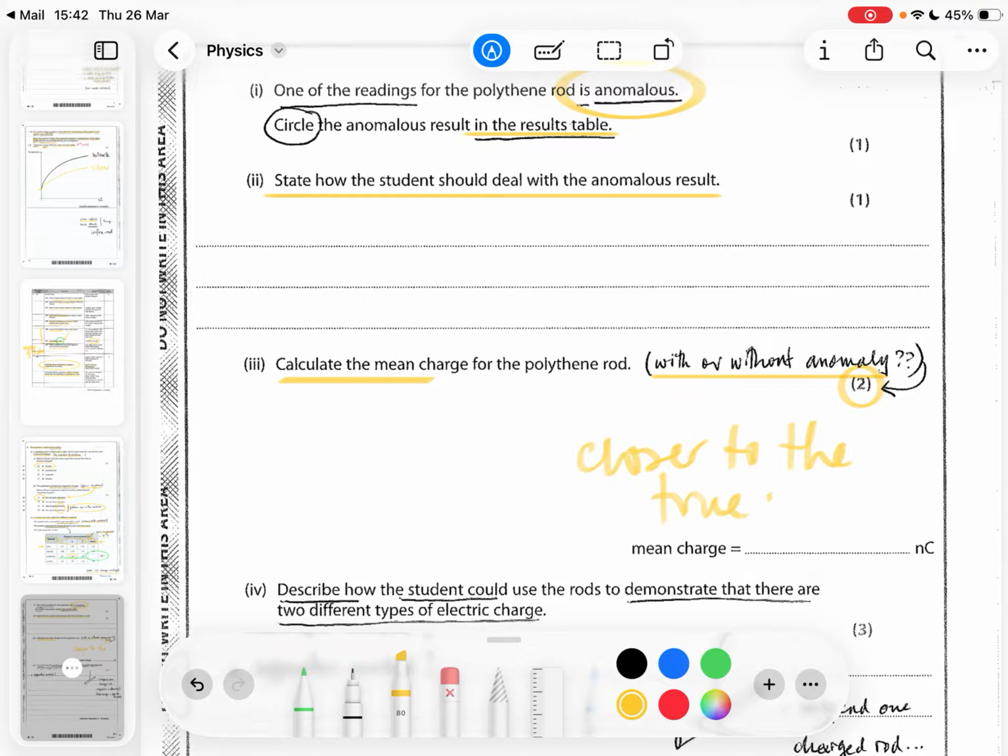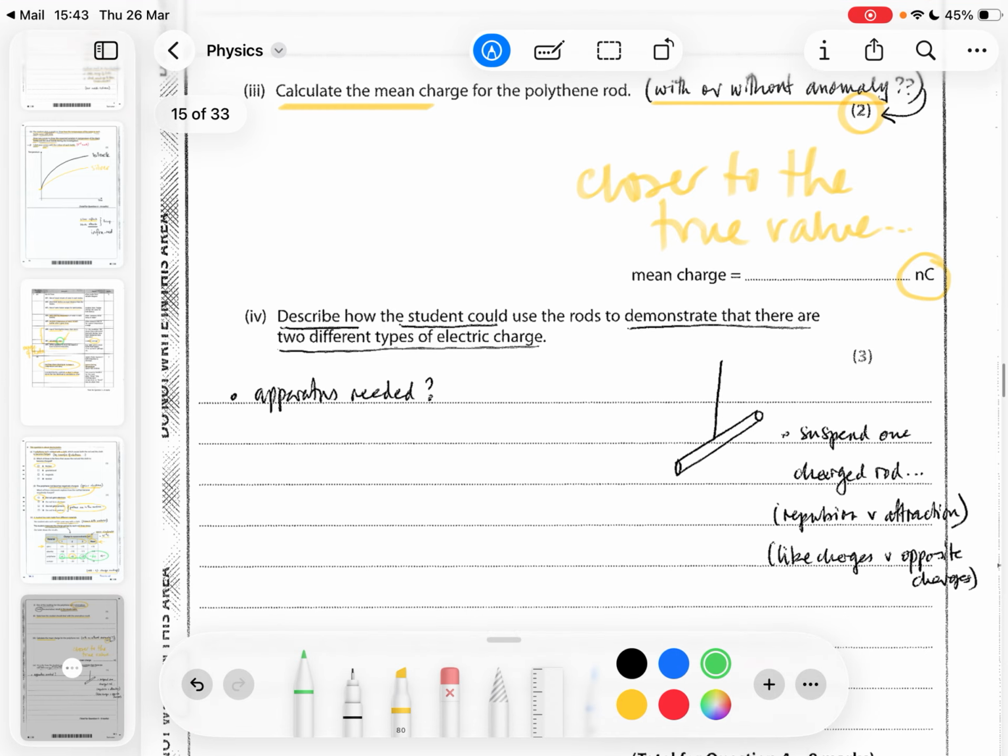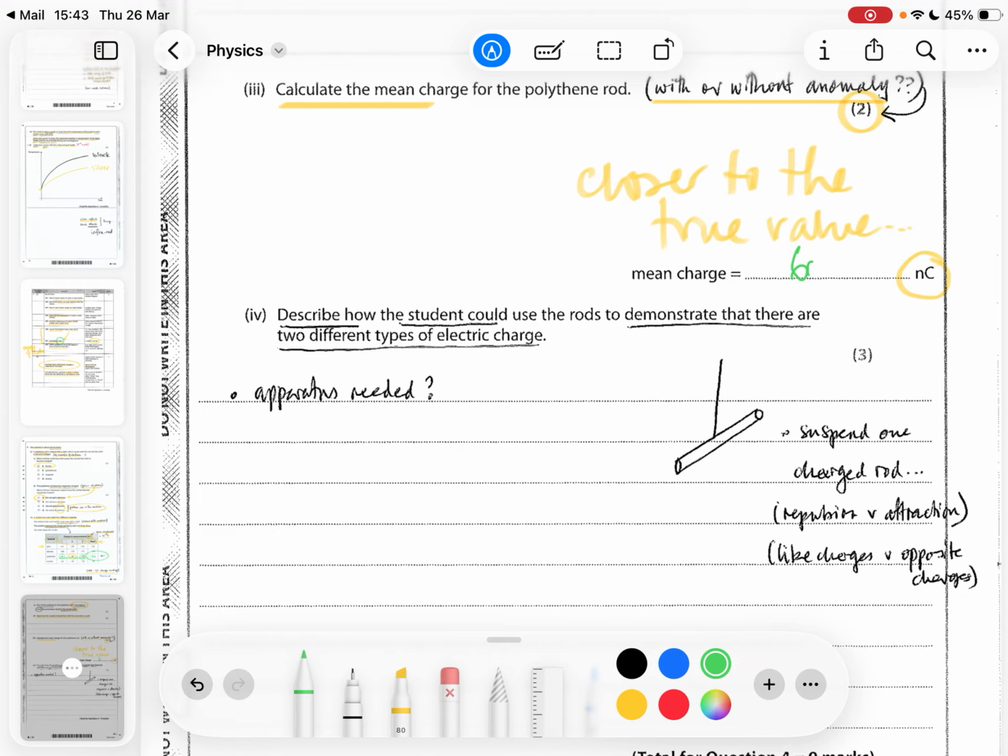And the whole reason for doing investigations is to try and get closer to the true value of what the charge will be on each one. So you would take only the 2, 51 and 69, and in here you would write minus 60, because the average of 59 and 61 is 60 nanocoulombs. Okay? All right, so hopefully I've got it right. And then you write it in there. And you should show your working really.